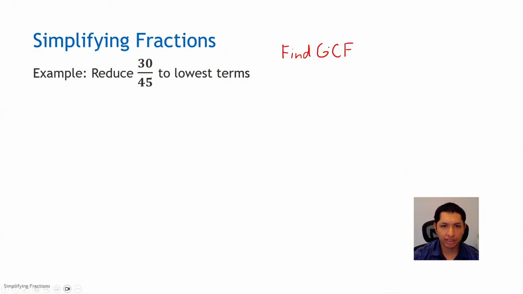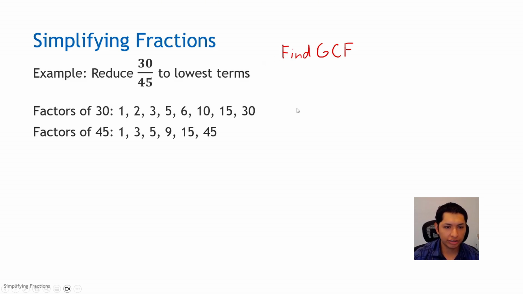And we find the greatest common factor by getting the factors of both the numerator and the denominator. And the factors of a number are the numbers that multiply together to get that value. So if I look at the factors of 30, for example, the factors of 30 are 1, 2, 3, 5, 6, 10, 15, and 30.